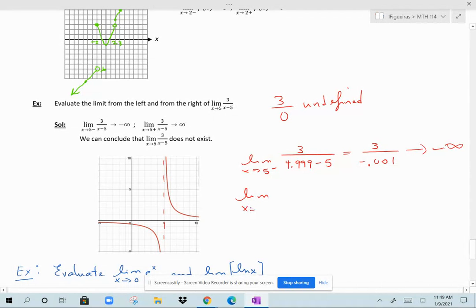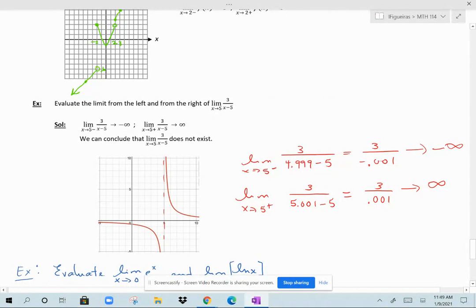Similarly, on the right side of 5, if I pick something like 5.001 minus 5, that'll be 3 over 0.001. And 3 divided by a very small positive number becomes a very large positive number. So you can plug that into a calculator and play around with different numbers close to 5 to the left and right of it, and you'll see that the number goes to either plus or minus infinity, depending on which side you're on.